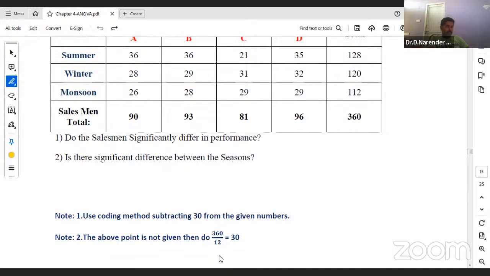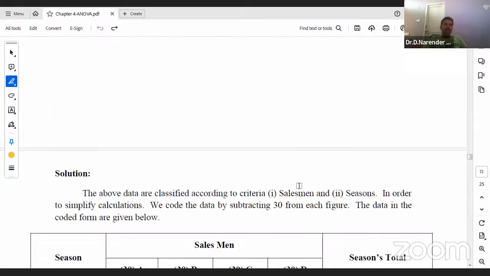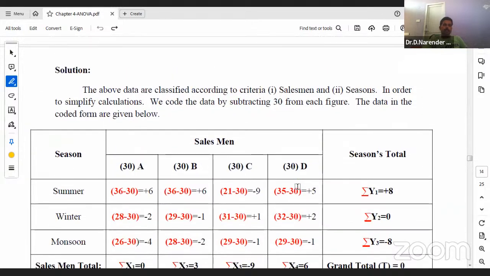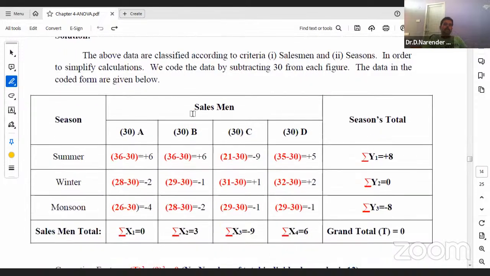So if the examiner does not give the code number in the question, you should follow this method, note number 2. I think you understood. Tomorrow we'll solve this problem. See by observing this answer: the above data are classified according to criteria, salesmen and seasons. In order to simplify calculations, we code the data by subtracting 30 from each figure. The data in the coded form are given below. Seasons: summer, winter, monsoon. 36 minus 30 gives 6. Do it like this.